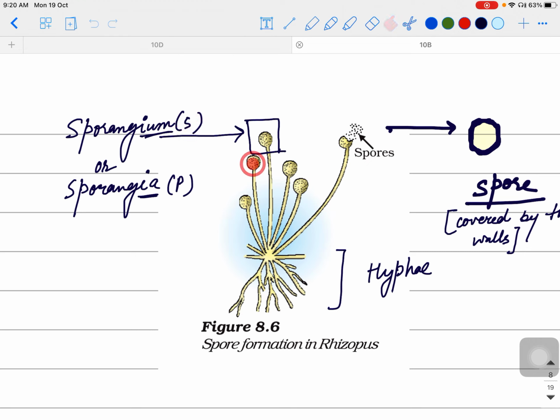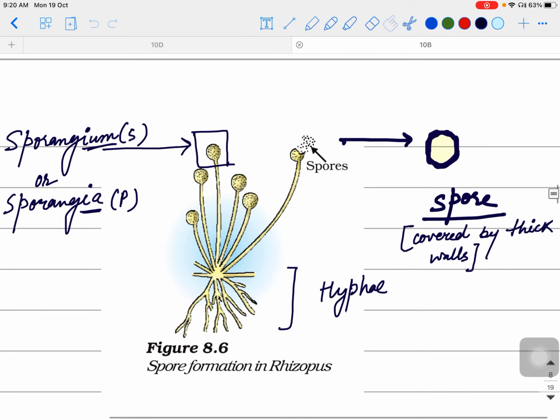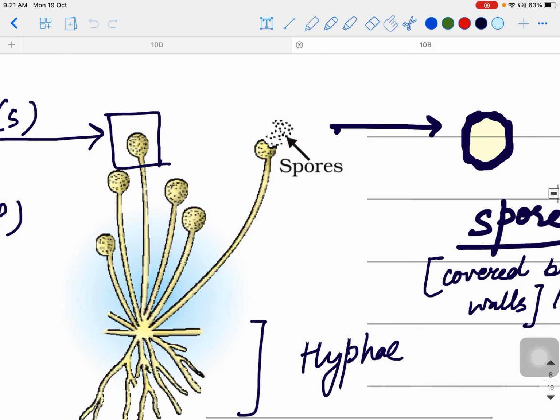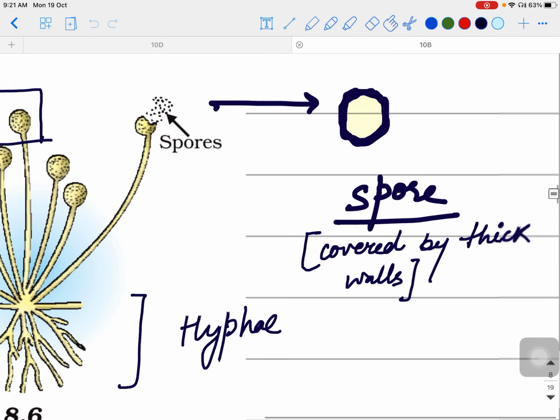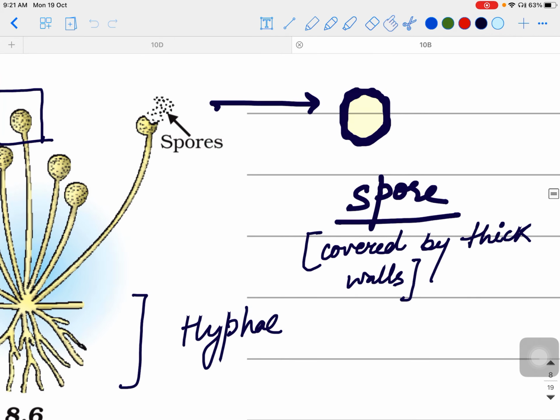Here you can see all these sporangia, they are intact, but one is splitting open and releasing the spores. So this one has matured and it is releasing the spores. It is not known whether the spore will get suitable environmental conditions when they are released or not. So they are prepared for unfavorable condition, and a very thick wall is present around the spore so that it can survive if it does not get proper conditions for the growth and further germination.